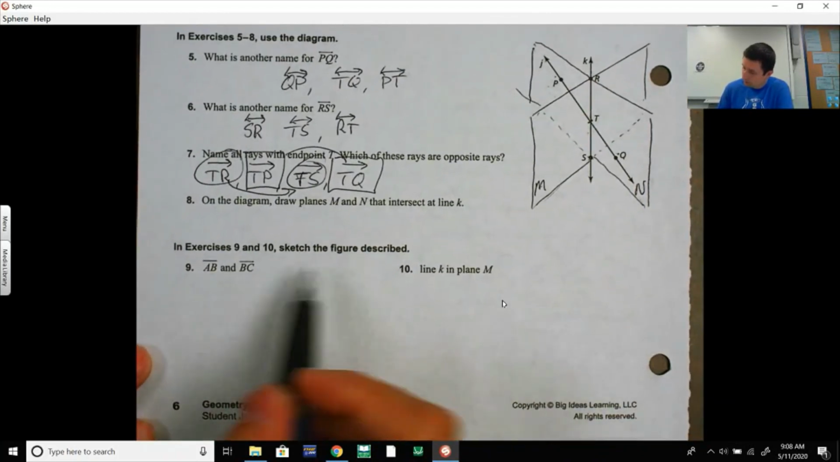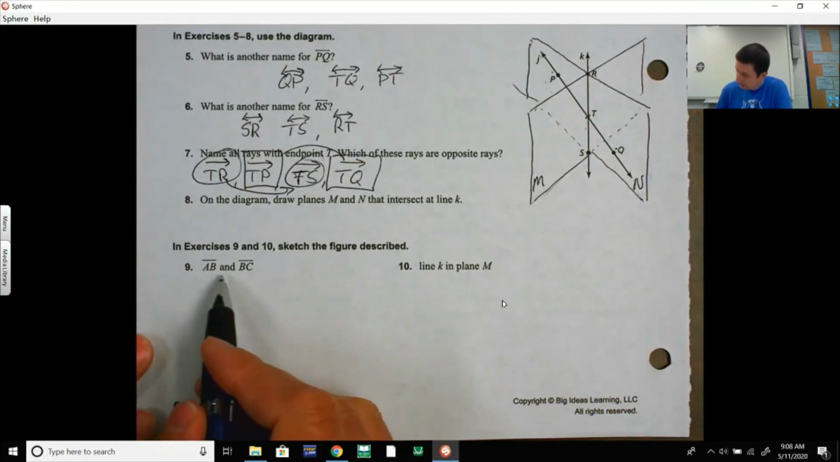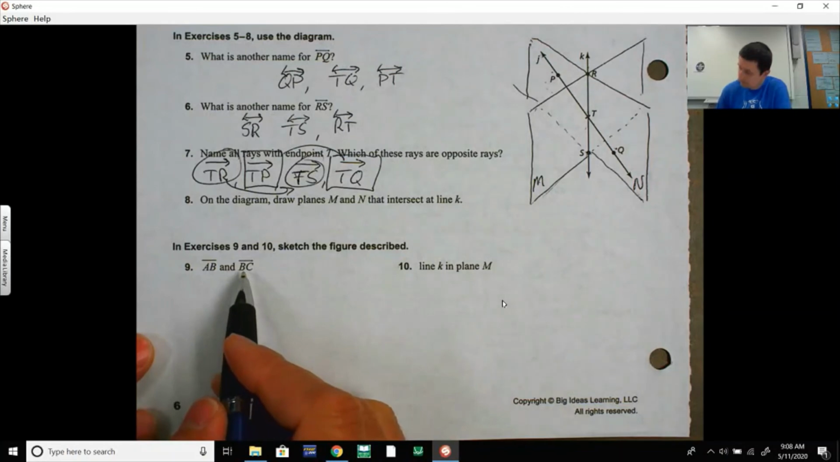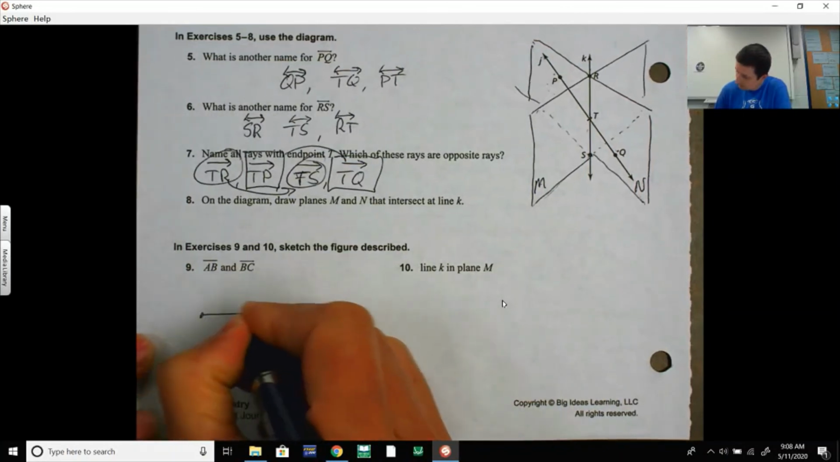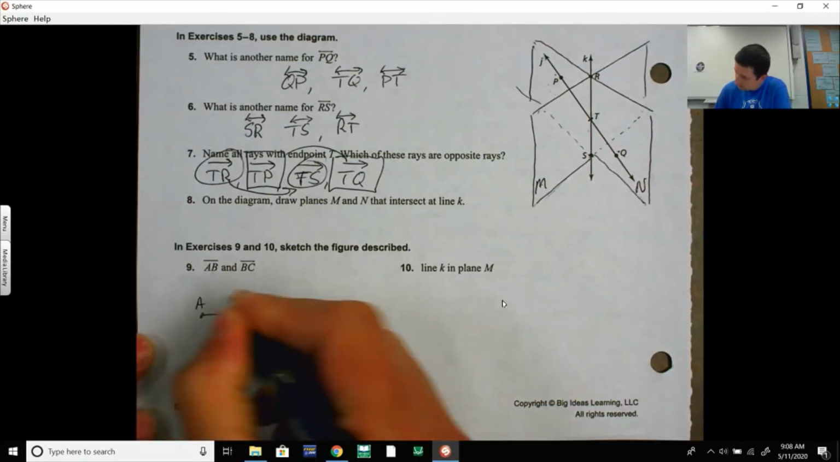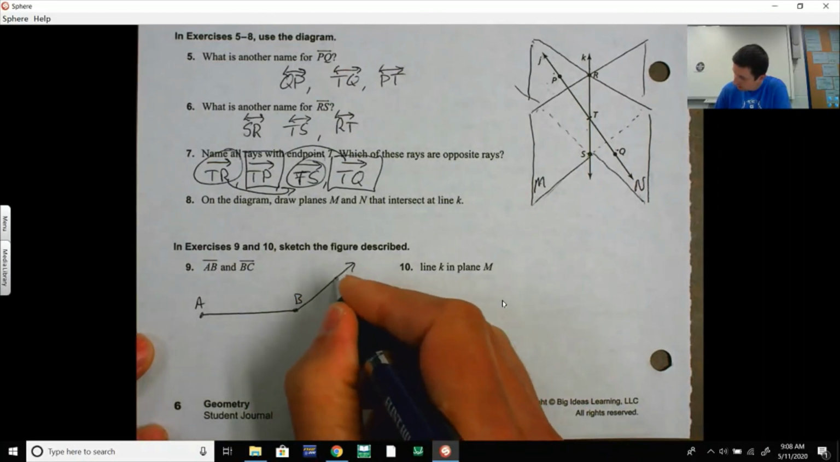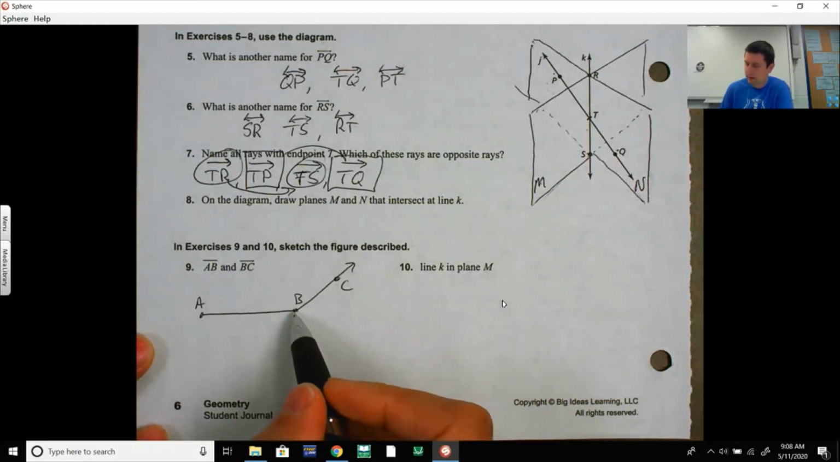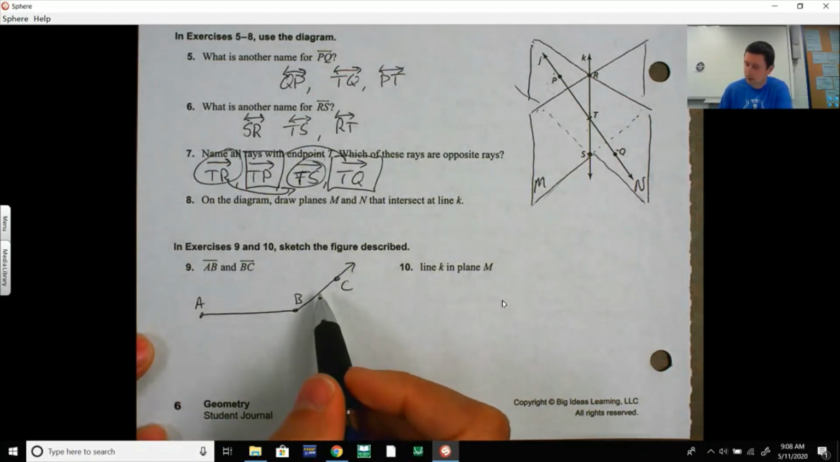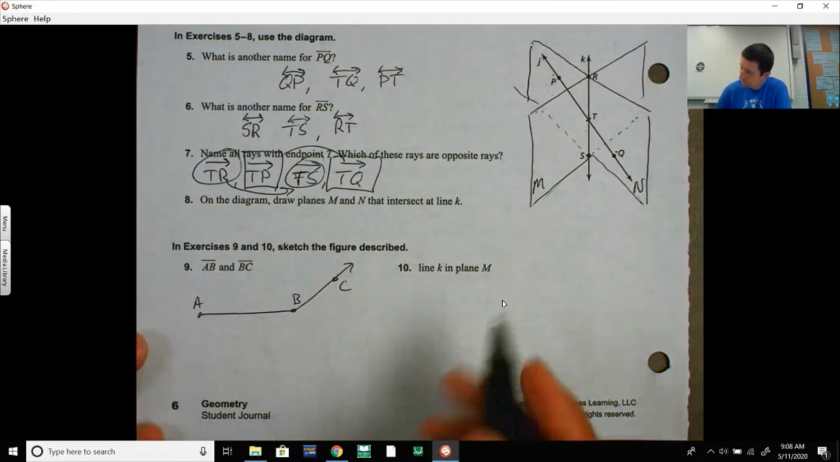So sketch the figure described. Line AB and ray BC. So segment AB and ray BC, so they both have B in common. They don't have to be opposite at all. You could put them in the same line.